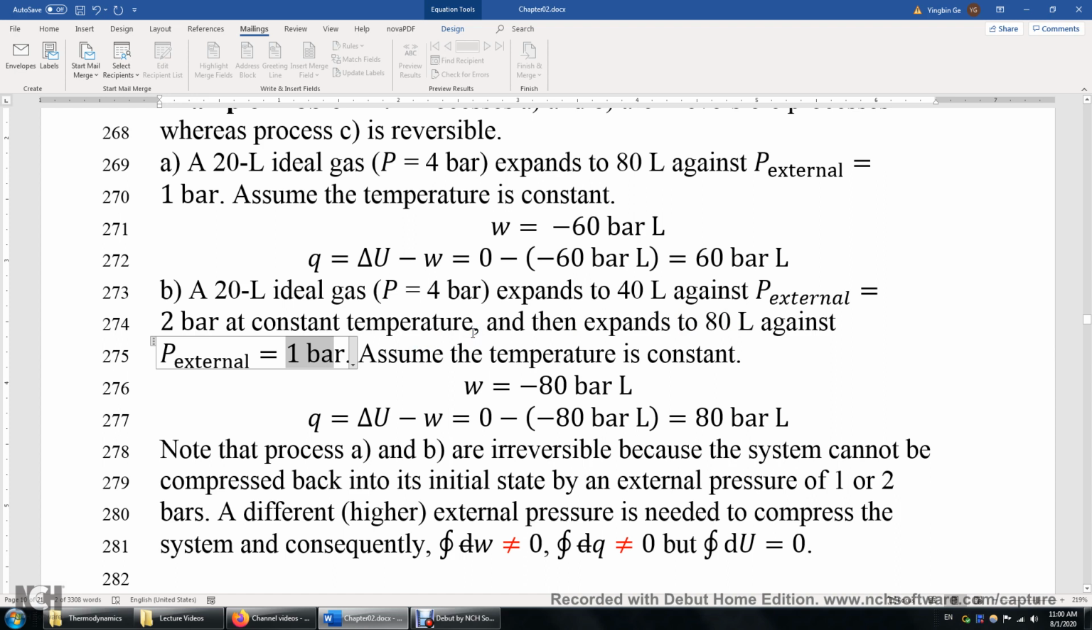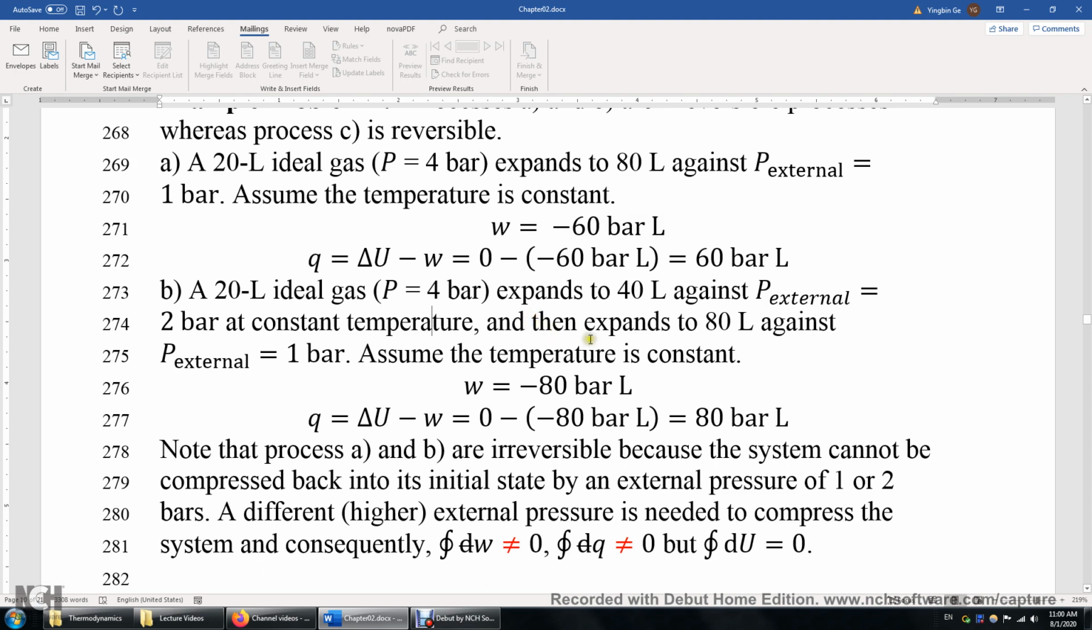There are 2 steps. We compute the work for step 1. It's going to be negative 40 bar liters. Step 2, also negative 40 bar liters. Together, work is negative 80. Q is positive 80. In these 2 processes, the system expands against an external pressure that's different from the system pressure. And this kind of processes are called irreversible processes.